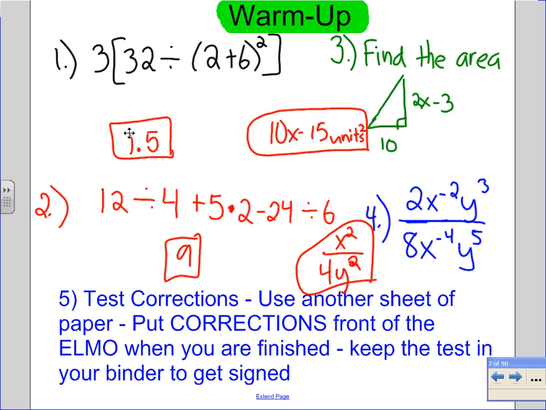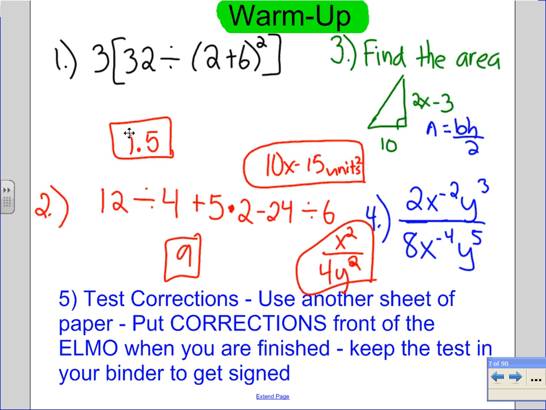All right, Mary, question. You mean number 3? Number 3, okay. So first of all, do you remember how to find the area of a triangle? Let me just start there with you. The formula for area of a triangle. Okay, so base times height divided by 2. So let me go over here because I don't have much room up here. So you should have done 10 times 2x minus 3 divided by 2.